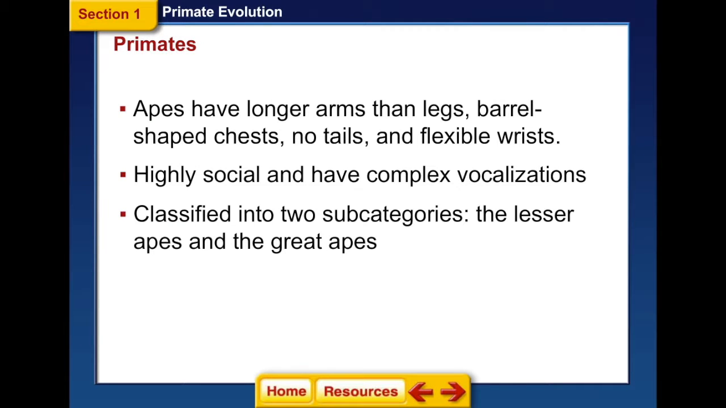Now, apes have longer arms, and keep in mind, apes is basically the category that we fall under. They have longer arms and legs, barrel-shaped chests, no tails, and flexible wrists. Highly social and have complex vocalizations, and they're classified into two subcategories. We have the lesser apes and the great apes, and again, it is under great apes that humans fall.